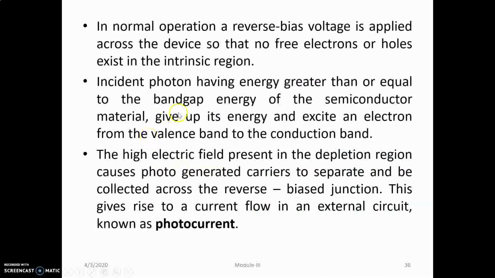So I'll come back to the points. An incident photon having energy greater than or equal to the bandgap energy of the semiconductor material gives up its energy and excites an electron from the valence band to the conduction band. This is what normally happens in the pin diode under reverse bias condition. The incident photon has energy greater than the bandgap energy of the semiconductor material, and this energy excites the electron from the valence band to the conduction band, so that electrons conduct from the intrinsic semiconductor region away from the P and N regions.